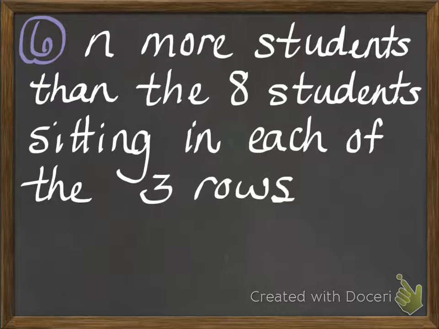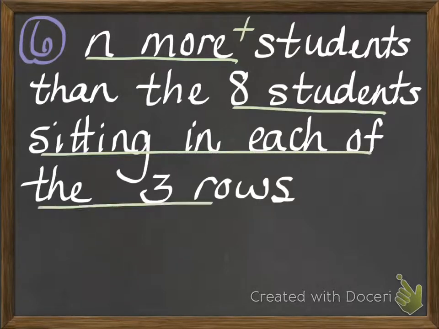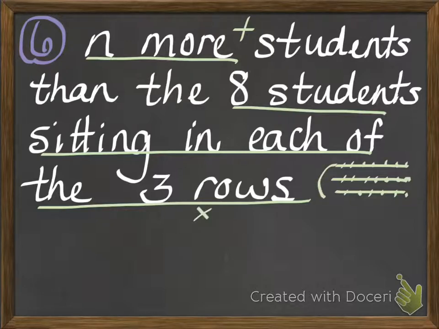This is another one where they're telling you what goes at the end at the beginning of the sentence. So "n more", so I know I'm going to be adding to show more than the 8 students sitting in each of the 3 rows. So I know that there are 3 rows and there are 8 students in each row. Sorry, I'm not necessarily drawing 8, but I know that that is multiplication, right? Because that looks like an array. So I'm doing multiplication right there.